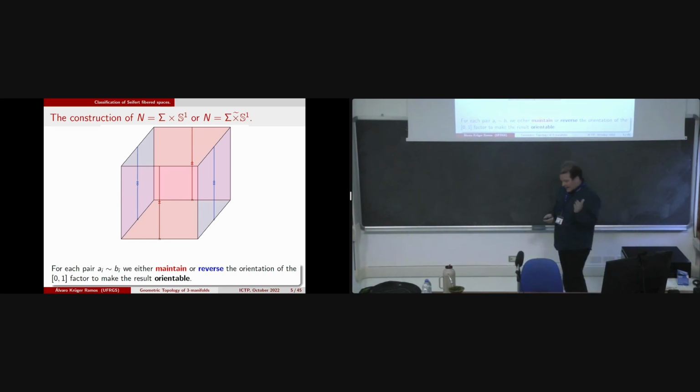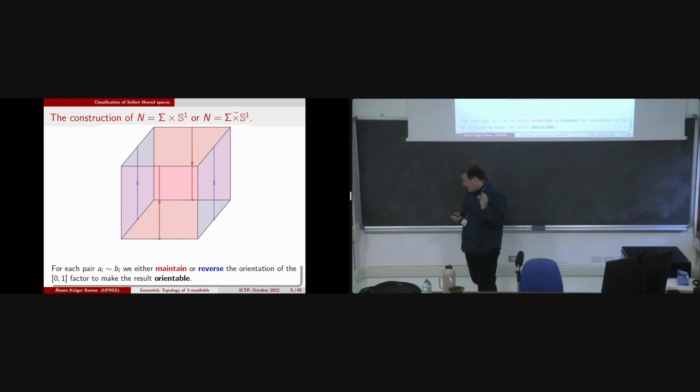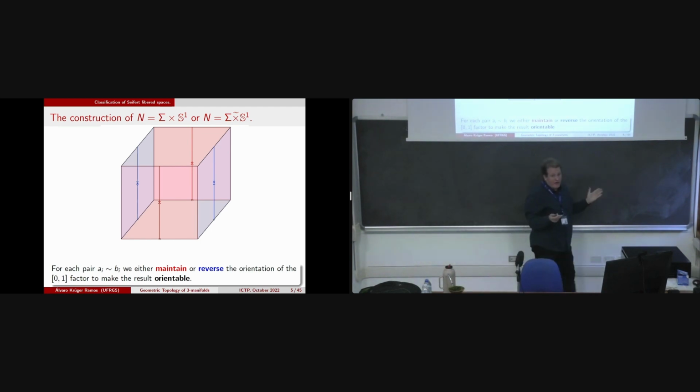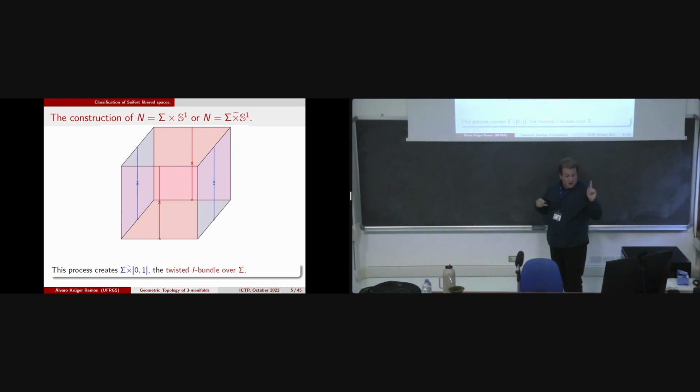the end. And one thing that is worthwhile mentioning is that at least one side has a reverse orientation, because otherwise you have the product. And if you have a product of something non-orientable with an interval, you have something non-orientable. And we want to create something orientable. So this process creates this structure here, the twisted I bundle over your non-orientable surface sigma.